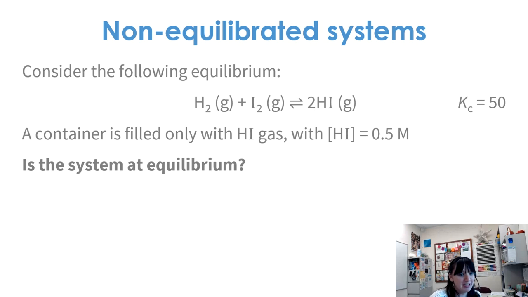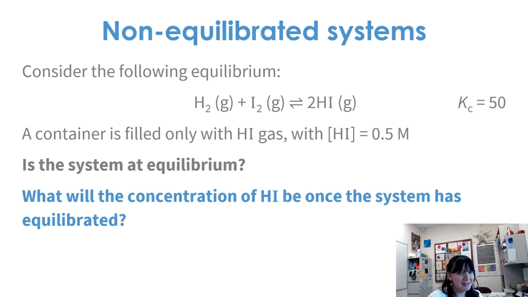My first question here is, is the system at equilibrium? Have we reached that equilibrated state? Right off the bat, I can see I only have product here. I have no reactants. So no matter what, this is not equilibrated. Equilibrium requires some balance of products and reactants, and the fact that there are no reactants initially in this mixture tells me that this is not at equilibrium. My second question then is, what will equilibrium look like? What will the concentration of hydrogen iodide be once that system has in fact equilibrated?